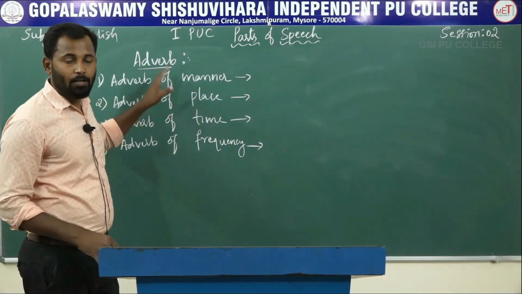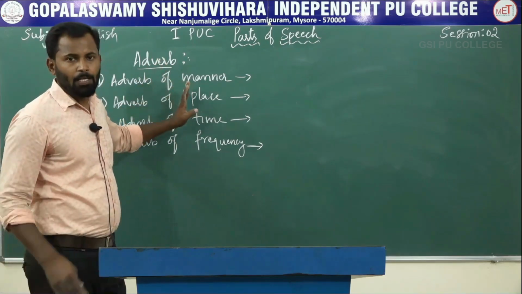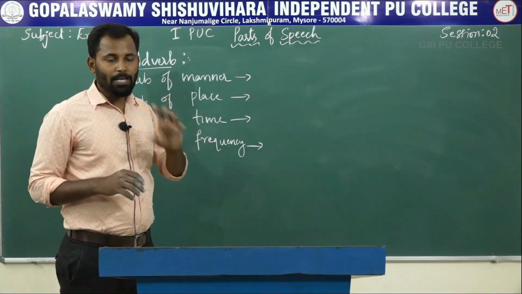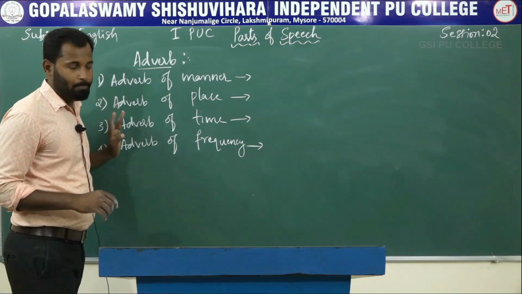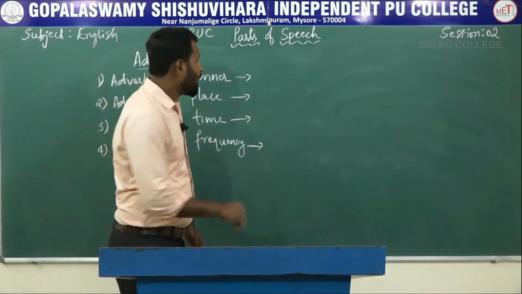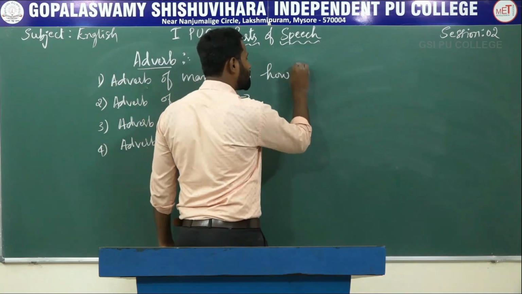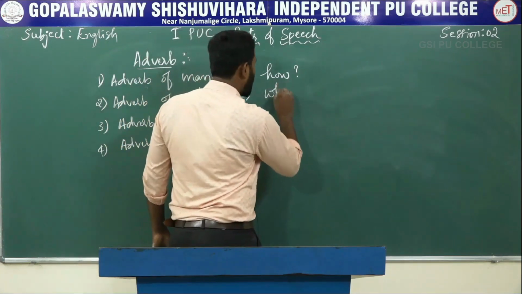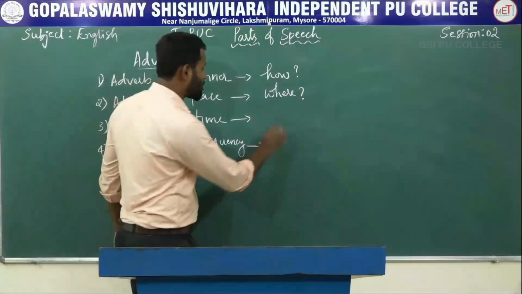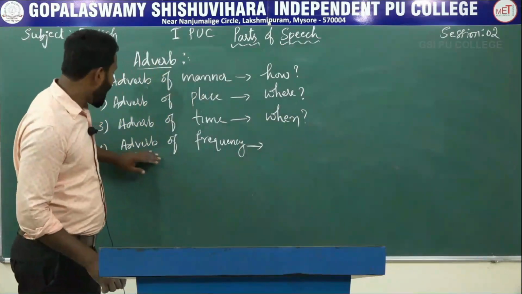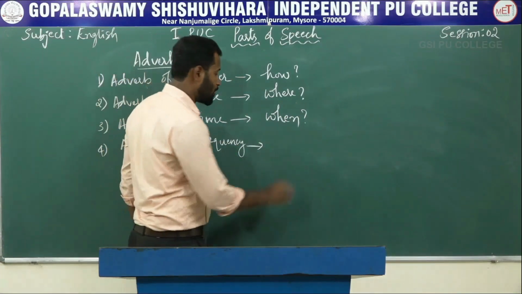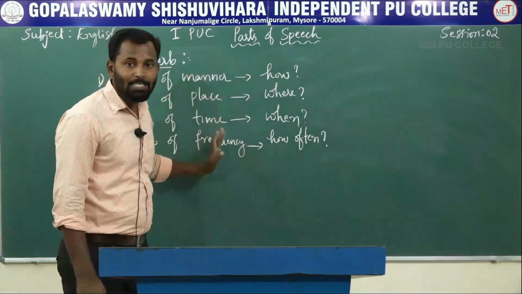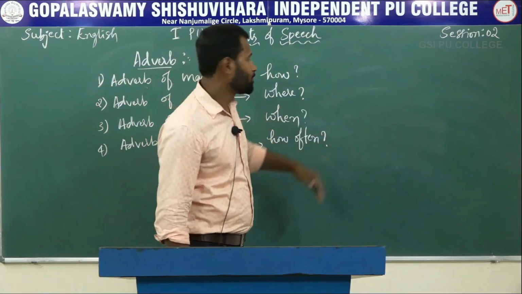Let us now understand the important types of adverb. Adverbs are divided into 8 different parts, but here I am just going to mention 4 important types. The first one, adverb of manner, answers the question how. Adverb of place answers the question where. Adverb of time answers the question when. And adverb of frequency answers the question how often. Let us understand these types with some examples now.